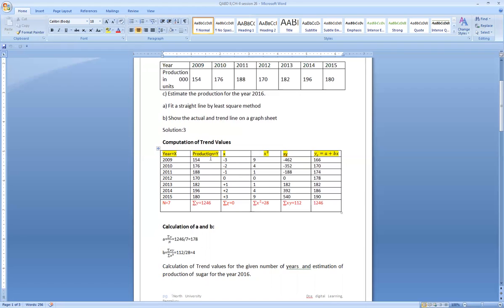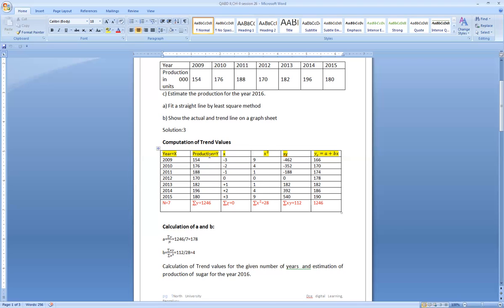Similarly, production is considered the y variable, written as given in the question: 154, 176, 188, for 2012 it is 170, 2013 is 182, for 2014 it is 196, and for 2015, 180. Total of the values, sigma y, is 1246. Next, we square the deviation values of x: 3 squared is 9, 2 squared is 4, 1 squared is 1, 0, 1, 2 squared is 4, 3 squared is 9. Total of x squared, sigma x squared, is 28.